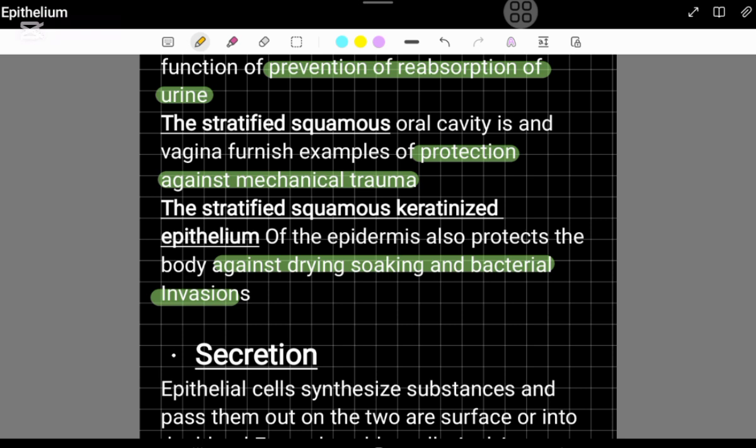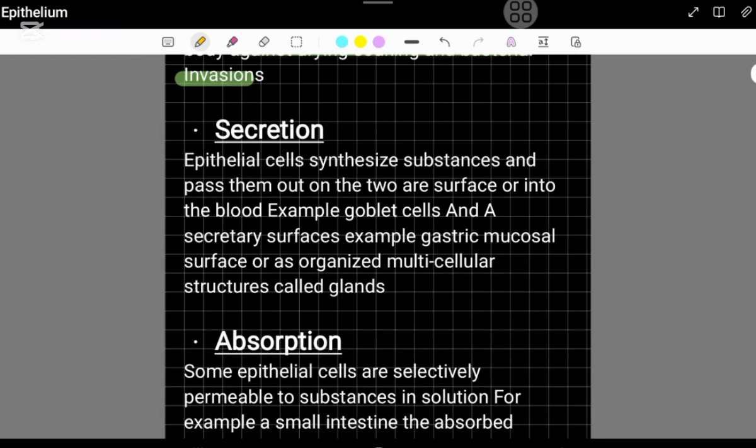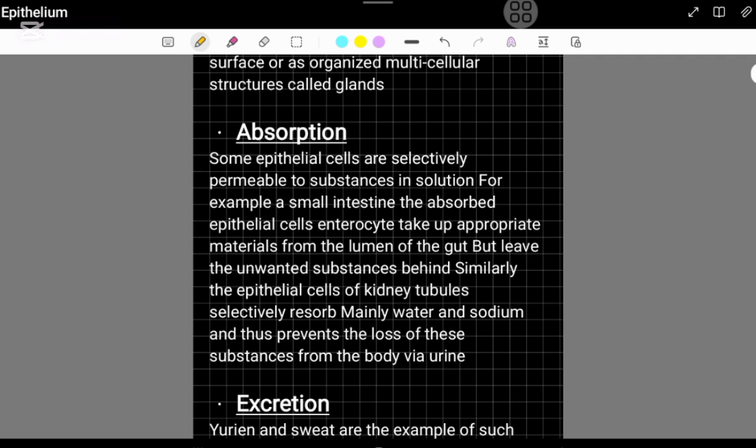The stratified squamous keratinized epithelium, we have discussed, protects against drying, soaking, and bacterial invasions. Secretion: the glandular epithelium helps in secretion, while in absorption, we have known that squamous epithelium allows absorption.